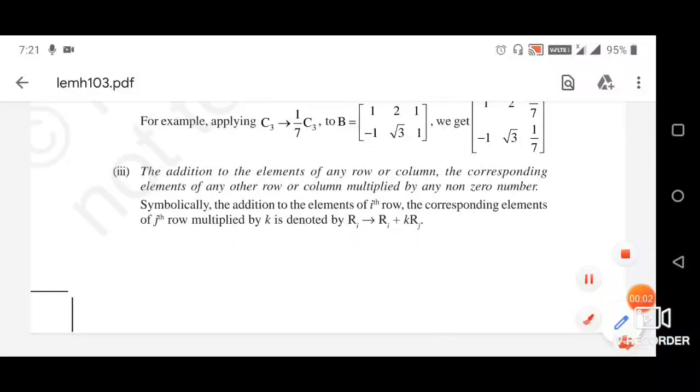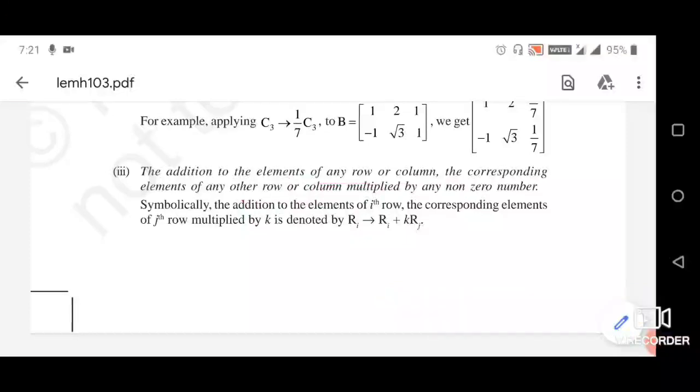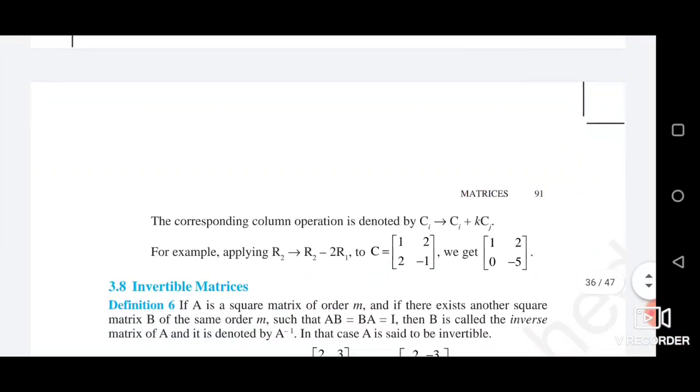Point number 3 is the addition to the elements of any row or column, the corresponding elements of any other row or column multiplied by any non-zero number. That means here we can add the elements of any row or column, the corresponding elements of any other row or column multiplied by any non-zero number. So, from there it will be hard to understand. Let us see one example given here.